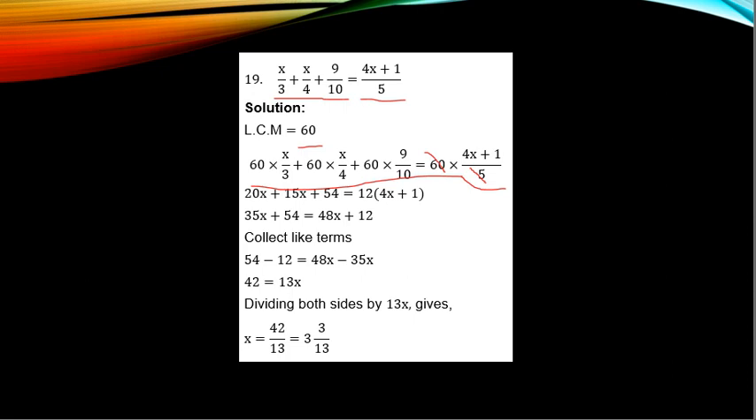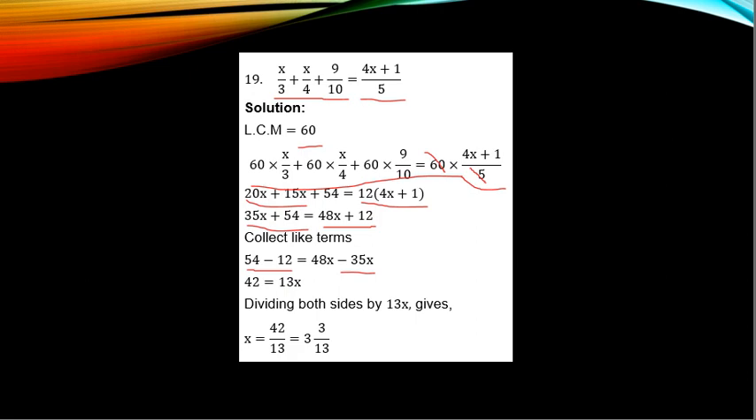Meanwhile, on the left hand side, if you add 20s plus 15s, you have 35s plus 54. If you open the bracket here, you have 48s plus 12. Then you collect like terms. You move 35s to go and meet 48s. 35s is positive on the left hand side, it becomes negative here. Then 54 is left here, you move plus 12, it becomes minus 12. Okay.